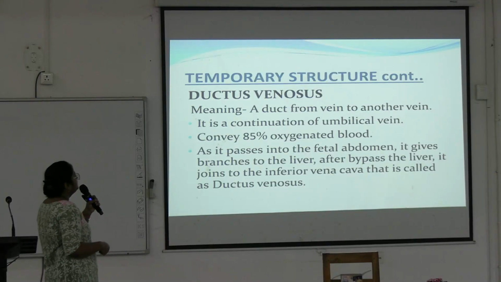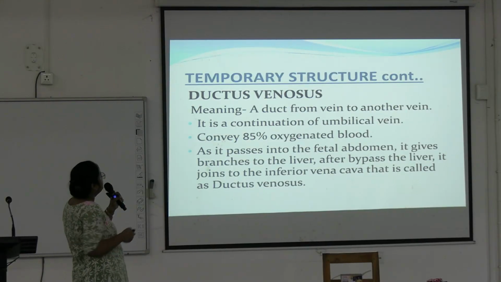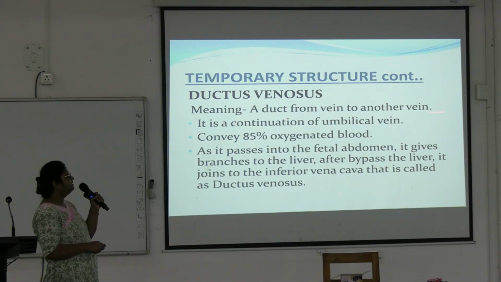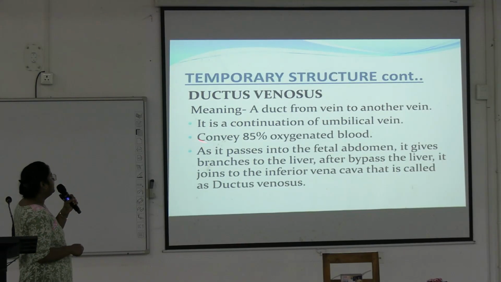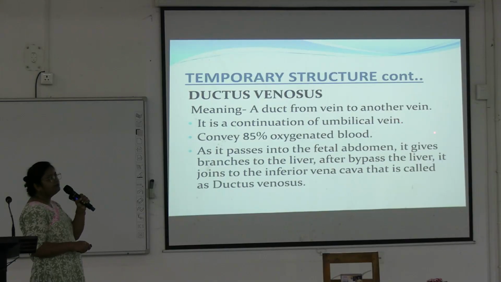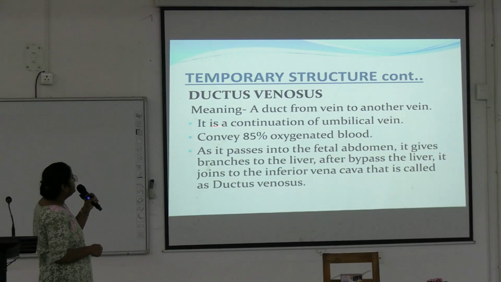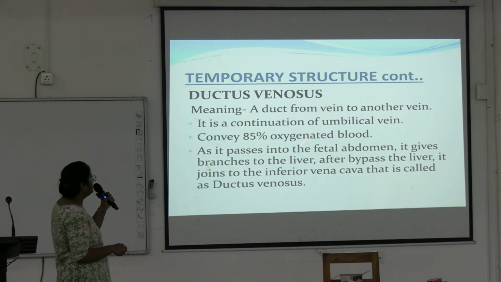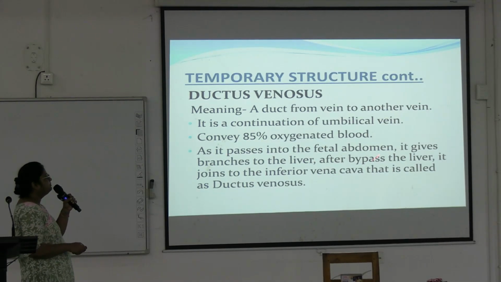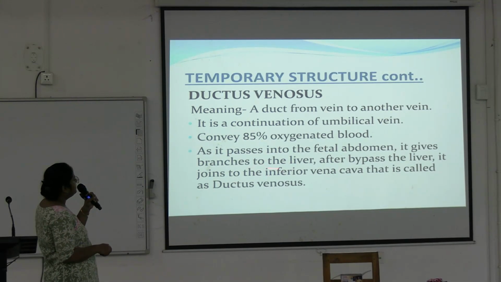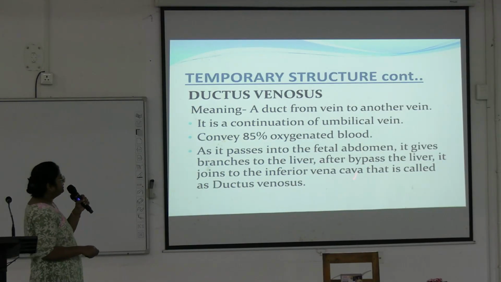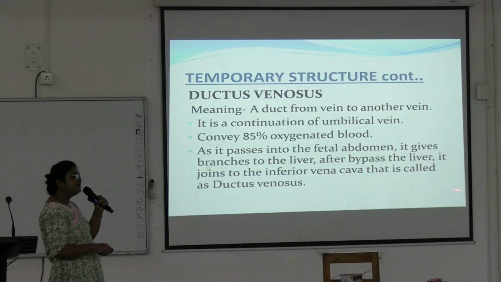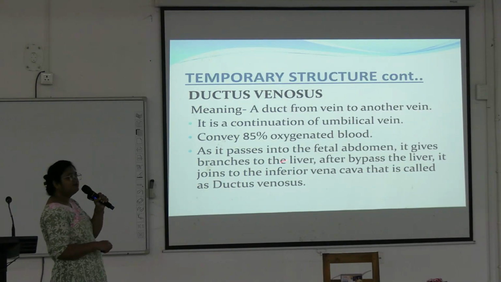Next is the ductus venosus. Ductus venosus means a duct from one vein to another vein, and it is the continuation of the umbilical vein, and it conveys 85% of the oxygenated blood. As it passes into the fetal abdomen, it gives branches to the liver, and after bypassing the liver, it joins the inferior vena cava, and that is called the ductus venosus.